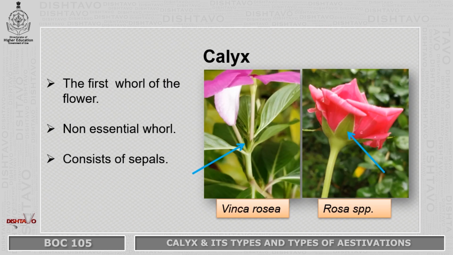Calyx is the first or outermost whorl of the flower. It is called the sterile or non-essential whorl. The calyx is made up of sepals. The pictures with the pointer show the calyx.